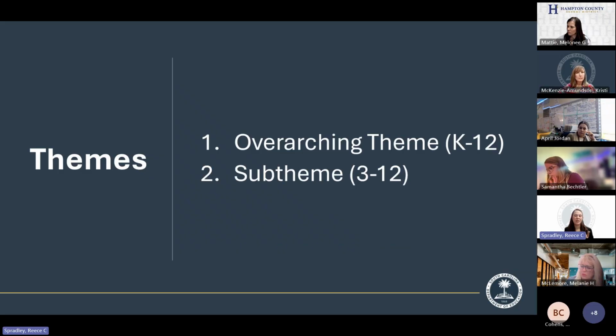So to start with theme, we kind of have 2 different types of theme or categories of theme in social studies. We have overarching themes, which are K through 12, and then sub-themes, which are in grades 3 through 12.